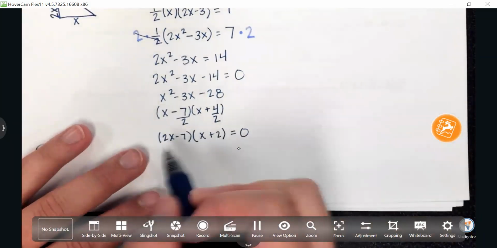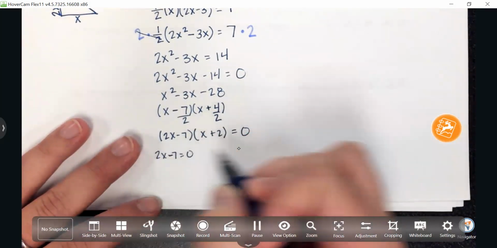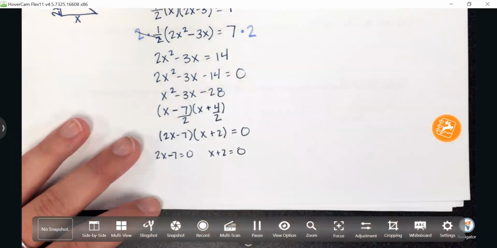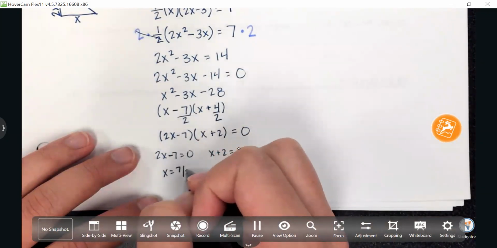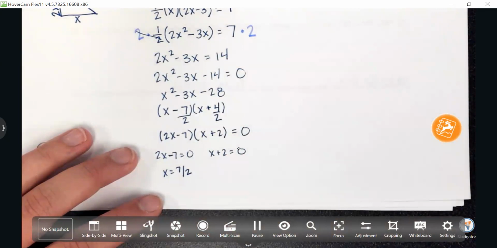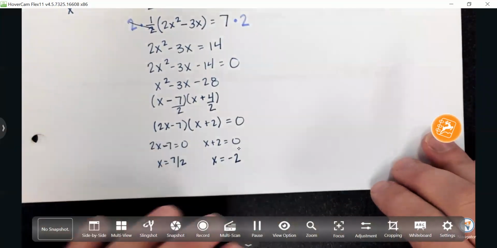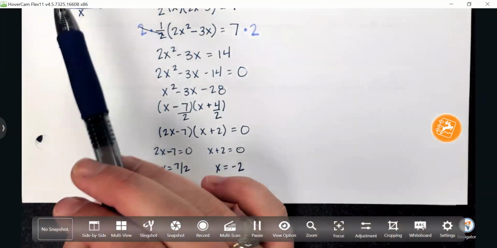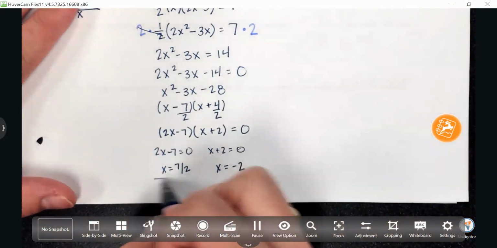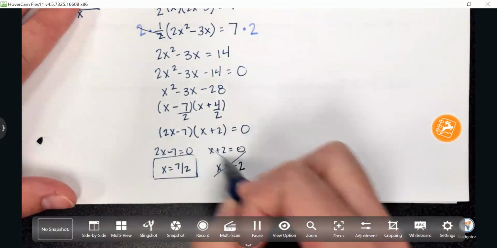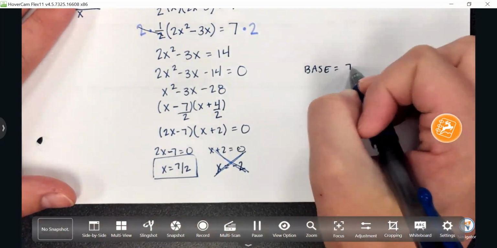So I'm going to set both of these equal to 0. So 2x minus 7 equals 0. X plus 2 equals 0. When I add 7 and then divide by 2, x will equal 7/2. And when I subtract 2, x will equal -2. X was my base. Which one of these is my base? 7/2. I can't have a negative base. This can't happen. So I know that my base equals 7/2.